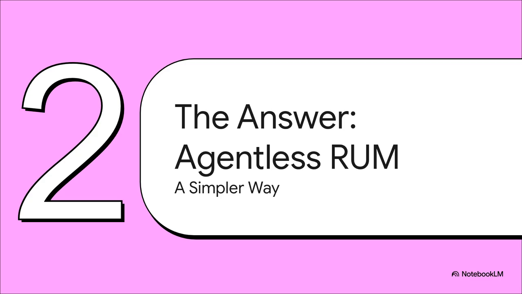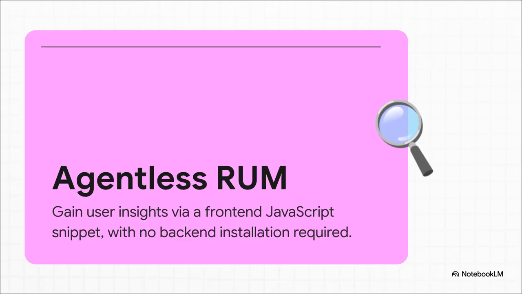This is the answer we've been looking for. So what is this thing, this agentless RUM? Honestly, the idea behind it is brilliant because it's so simple. Instead of some massive backend installation, you just, and get this, add a tiny little JavaScript snippet to your app's front end. That's it. I'm serious, that's literally it. And that one little change opens up a whole world of data about what your users are actually doing.